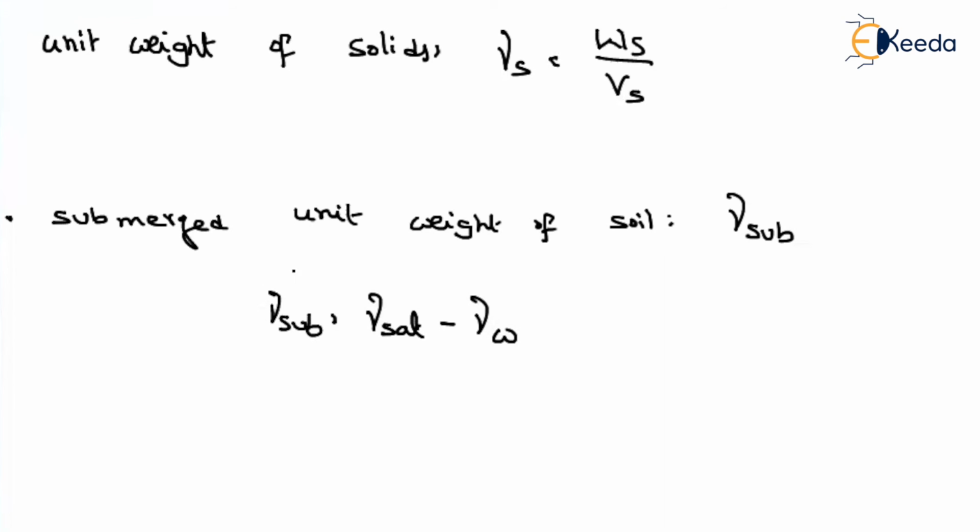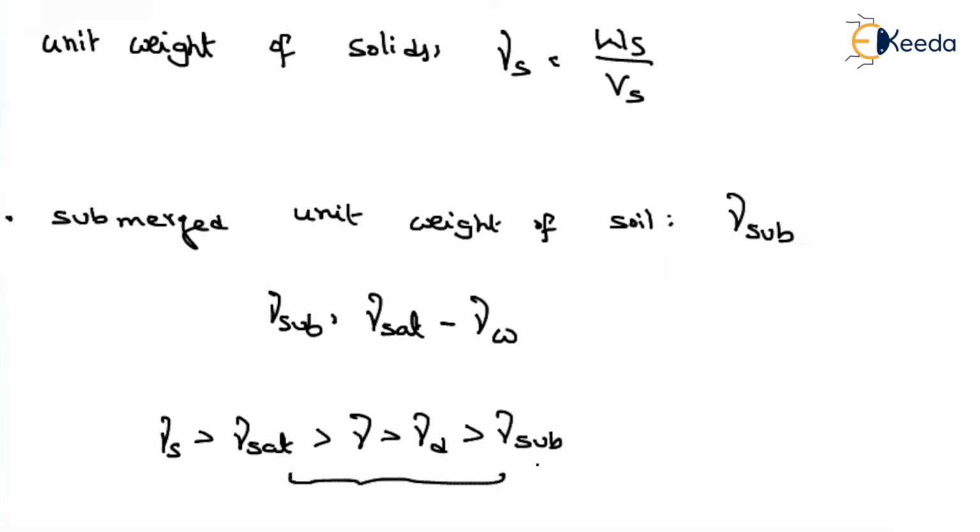So if I compare all these values, then I can say that my gamma S is greater in magnitude in comparison to gamma saturation, gamma bulk, gamma D, and also gamma submerged. Why? How can you understand? If we see all these four values, what is the denominator? Denominator is nothing but the volume of soil. For this, what is the denominator? Volume of solids. So which one is larger in magnitude? V. That's why all these four values will be lesser in magnitude compared to this one.